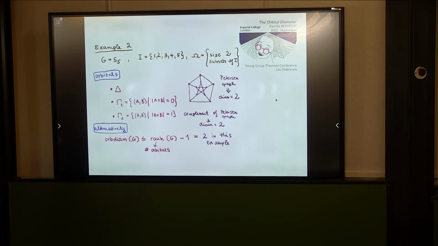But we can think about this in a different way, because it's not so difficult to see that the orbital diameter is bounded above by the rank of G, which is the number of orbitals, which is the same as the number of orbits of the point stabilizer, minus 1. And then that number is 2 in this example.